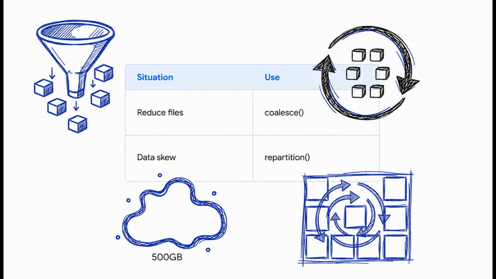If you just need to reduce output files, use Coalesce. Why? Because it merges partitions and avoids a full data shuffle, which saves a ton of processing time. However, if you've got a massive data skew, like one partition is 500 gigabytes and the rest are tiny, or you actually need to increase partitions, you absolutely must use Repartition. That one performs a shuffle to redistribute the data evenly.